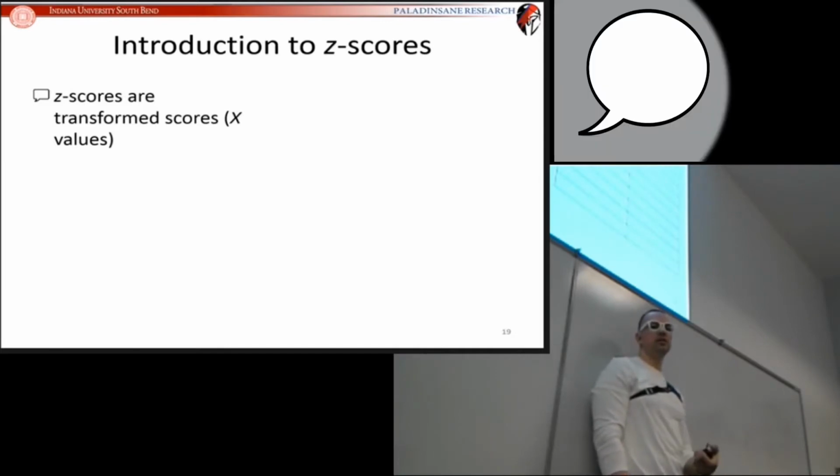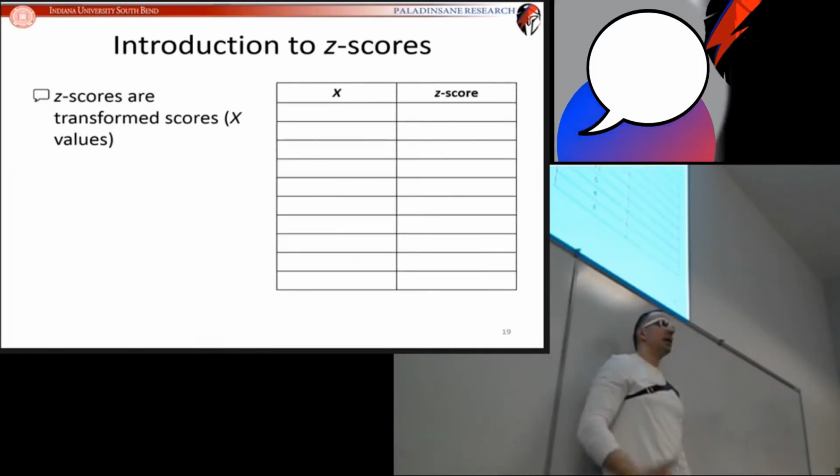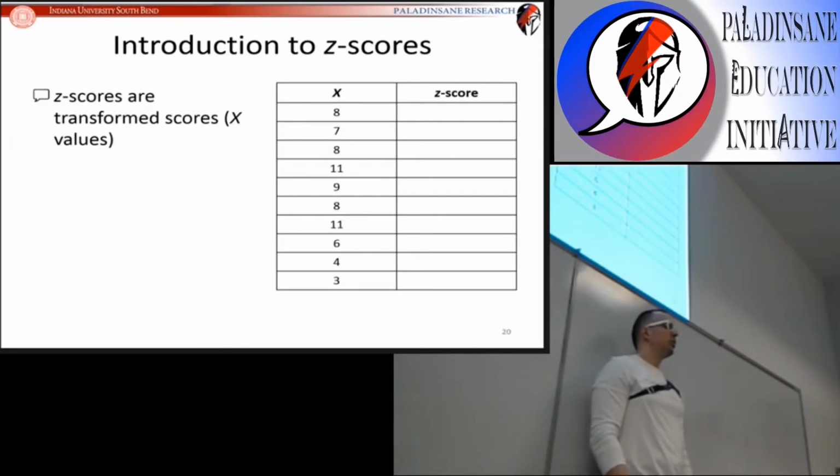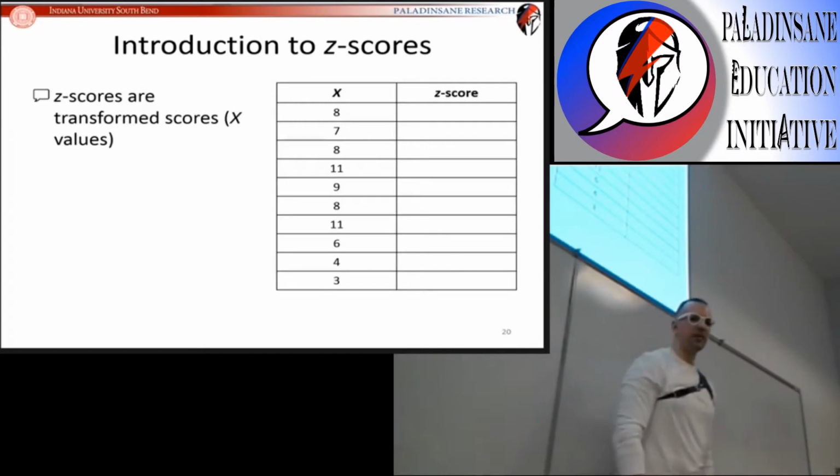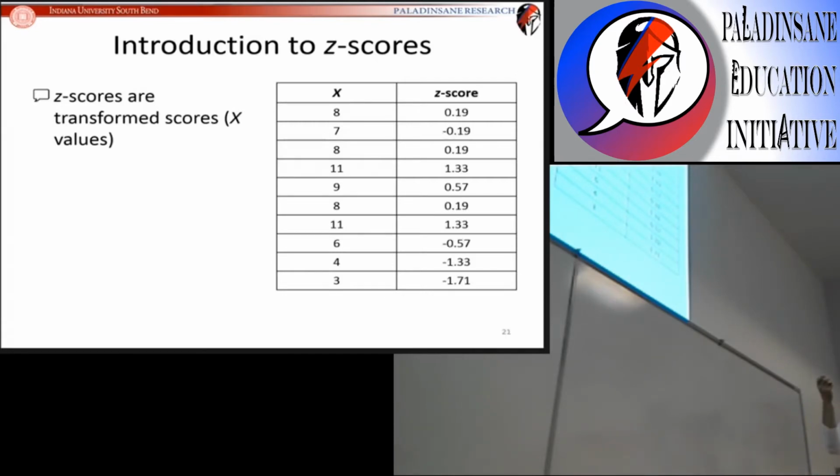So if you have a series of raw scores here, the same way that you can change US dollars into Canadian dollars, the same way that you can change US dollars into euros, you can change raw scores into Z scores. It's literally an exchange, it's literally a transformation. And if we had these raw scores here, we could transform them into Z scores over here. And you can see that every raw score of 8 in this situation gets transformed into a Z score of 0.19. So this 8 gets transformed into a Z-score of 0.19.